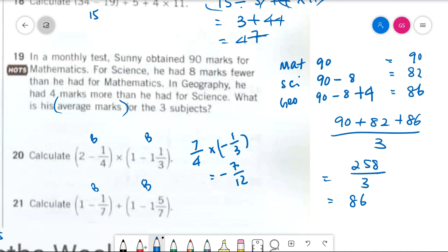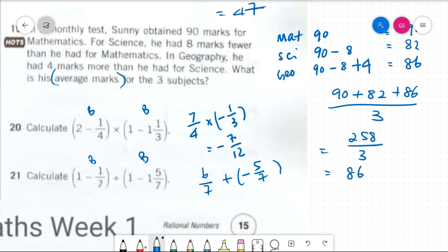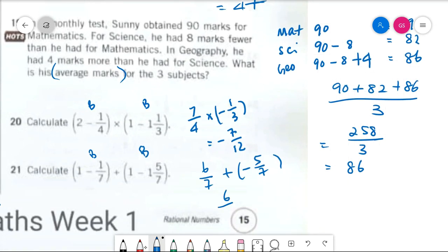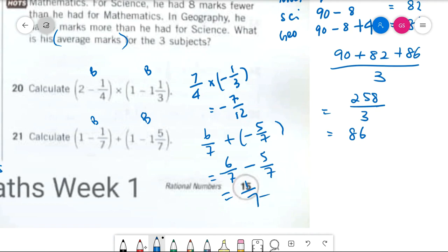Okay, calculate. Same thing. Punch in one by one. 1 minus 1 over 7, you will get how much? You will get basically 6 over 7. And after that, 1 minus 1 over 5, you will get a negative fraction again. 5 over 7, you will get a negative 5 over 7. Okay, so positive negative become negative 5 over 7, then you become 1 over 7. Okay, 6 over 7 minus 5 over 7 become 1 over 7.